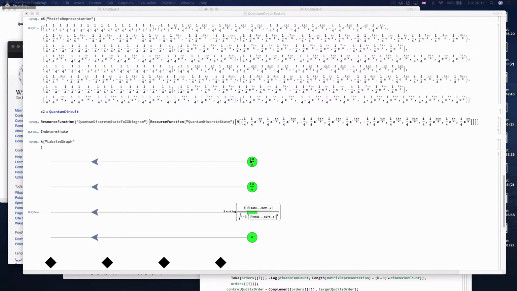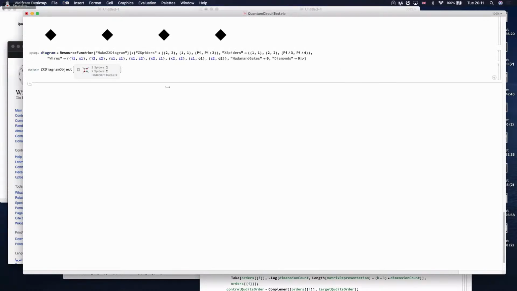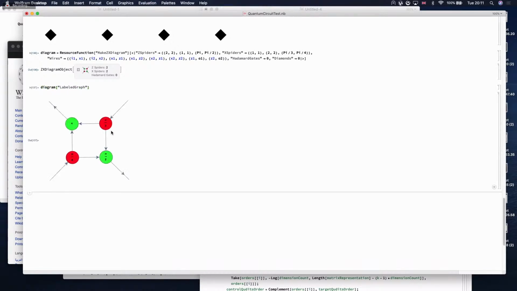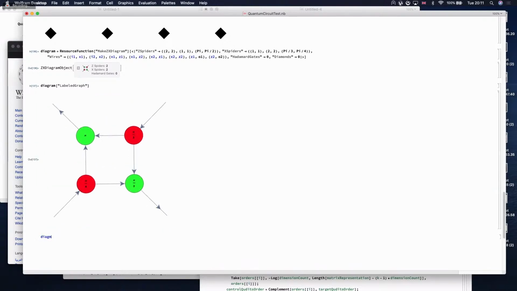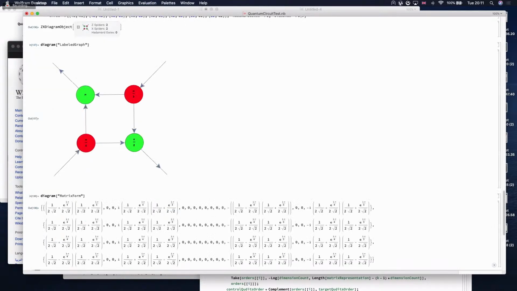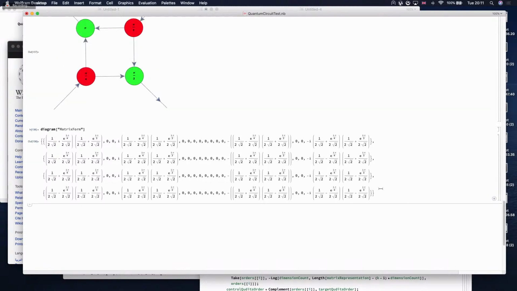Just to show this conversion for a slightly more non-trivial example, this is one of the documentation examples from the ZX diagram code. If I take this diagram, this is the corresponding labeled graph. This is a slightly more sophisticated tensor network. And then we could just say, convert that into, I guess we want matrix form rather than operator form. And this would be the corresponding matrix form. And then obviously that can be converted back into a discrete operator.